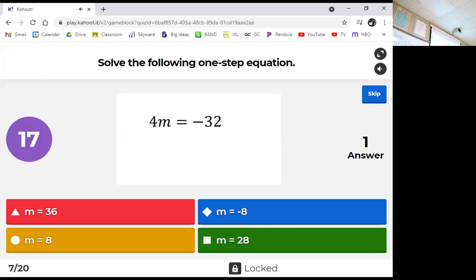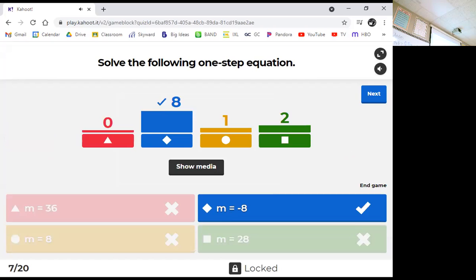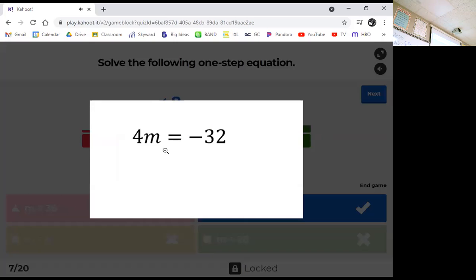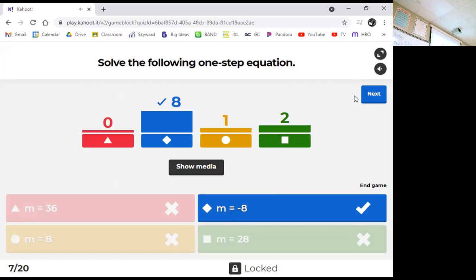4m, or 4 times m, equals negative 32. So the opposite of multiplying by 4 is dividing by 4. If you can tell me what negative 32 divided by 4 is, then you'll get the right answer. Negative 32 divided by 4 is negative 8. Divide by 4, divide by 4, negative 8.